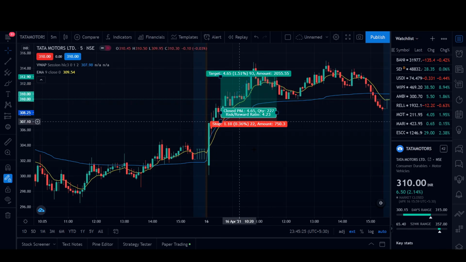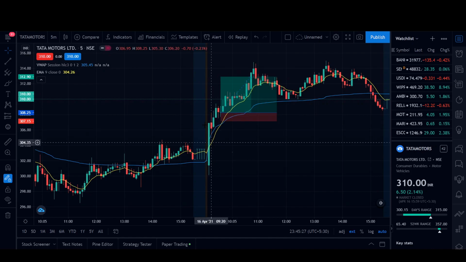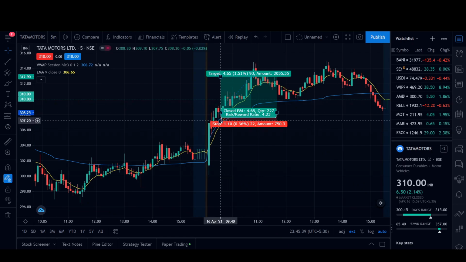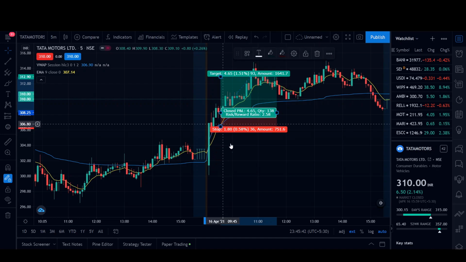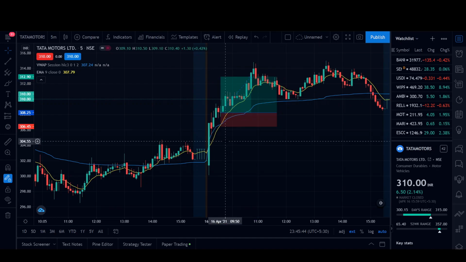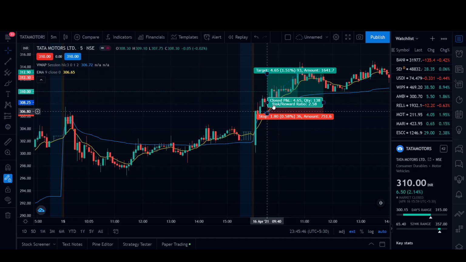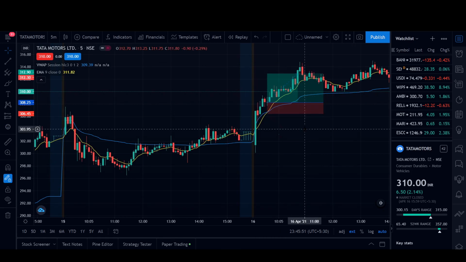We entered right here, where the green square and the red square meet. That is called our entry point. So we entered right here, and we're going to keep our stop loss somewhere around here, just below the VWAP. Over here we have a good risk to reward ratio of 2.58, which is pretty good for any intraday strategy. This is how we're going to take long trades.